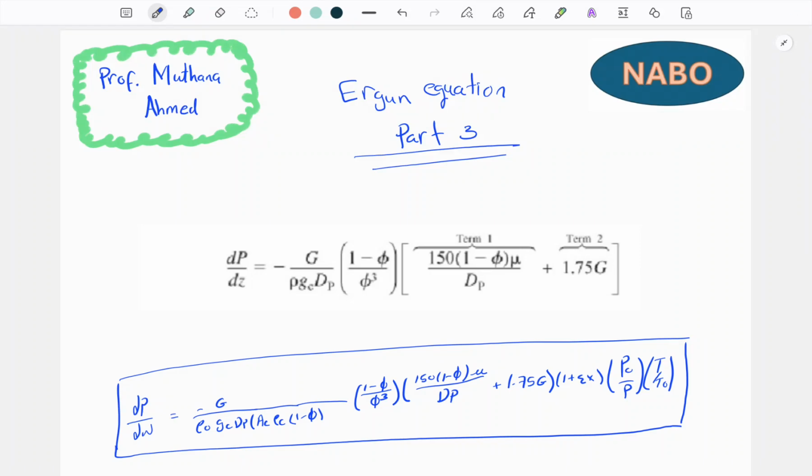Hello everyone, this is the third class covering the Ergun equation in a gas phase reactor. So just to recap, in the previous video we found this equation here, dP over dW, which we used the Ergun equation to rearrange and find dP over dW.